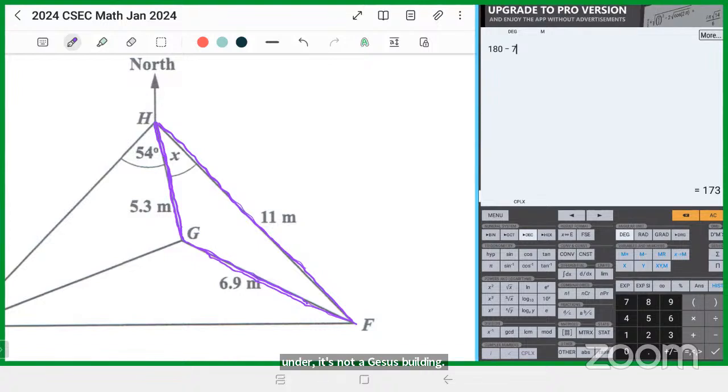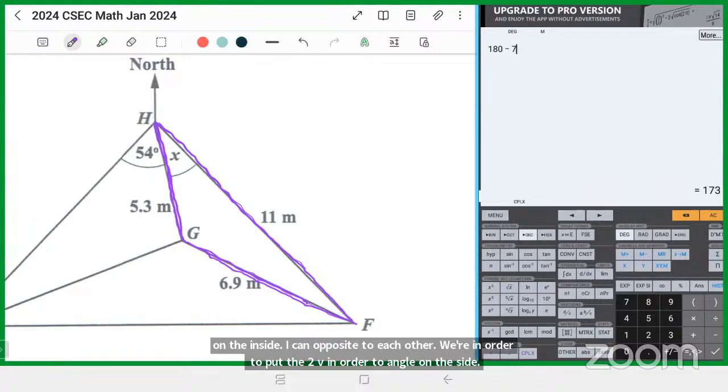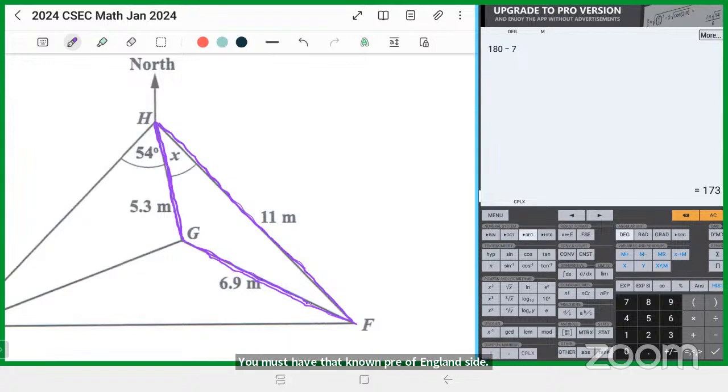Because remember, in order to use the sine rule, you must have a pair of angle and side that are opposite to each other, where you know the two values. You know the angle and the side. You must have that known pair opposite each other to use the sine rule. If you don't have that, you have to use the cosine rule. So the one angle that we want, we know the side opposite, but we don't know the angle, so we have no pair of angle and side opposite each other. We have to use the cosine rule.